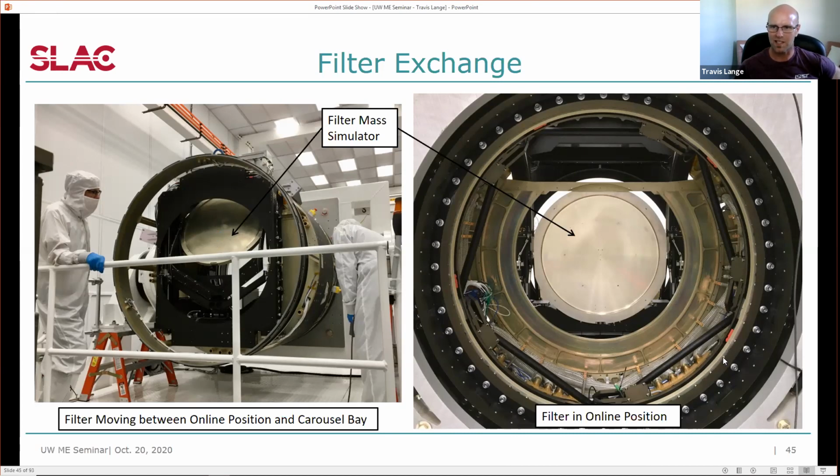This is looking the other direction. Not a whole lot interesting to see here. These big black bars here are actually part of the system for the rotating carousel system.